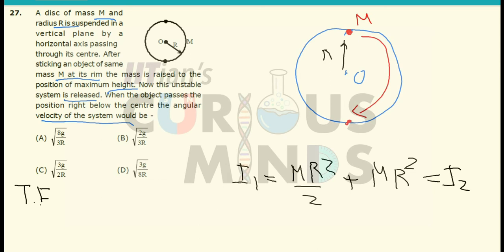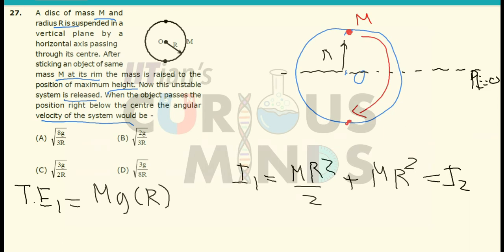Total energy at point 1 will be equal to the kinetic plus potential energy. Let me take this as the reference line, so over here the potential energy will be equal to 0. Potential energy in the first case will be equal to mg into r, and the kinetic energy will be equal to 0.